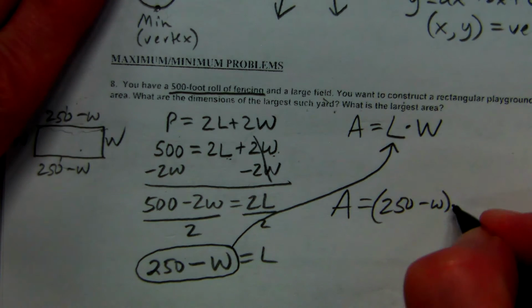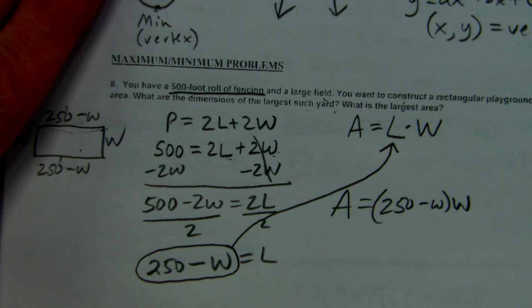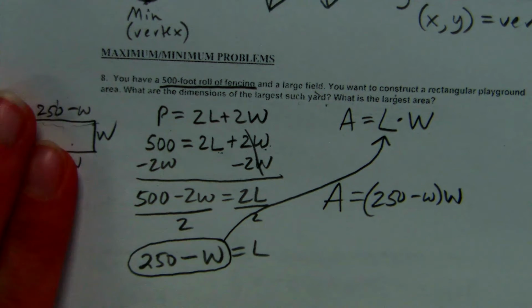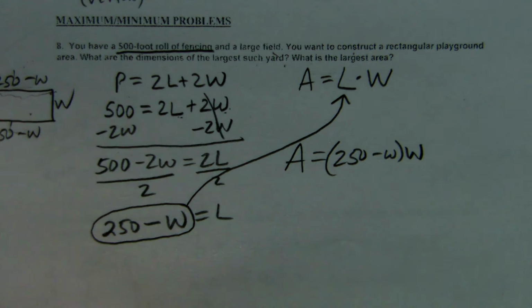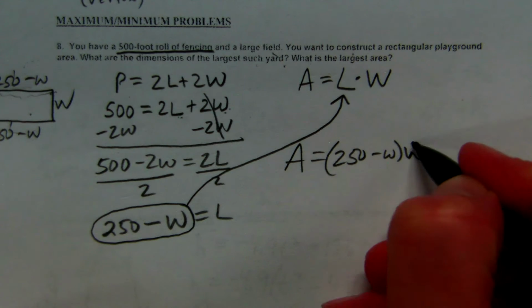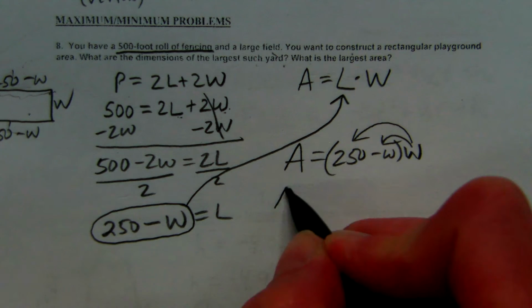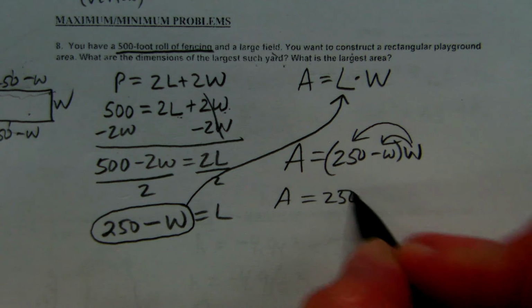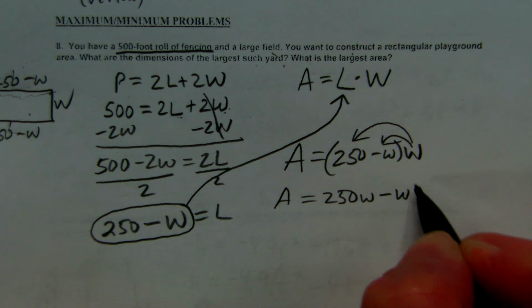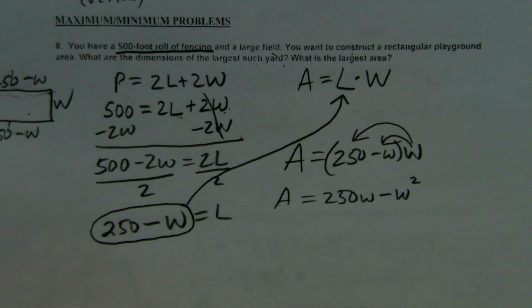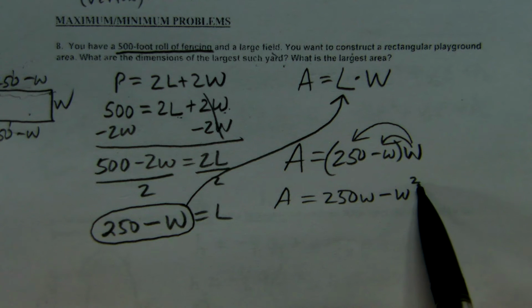And then we have another W over here. Okay, it still doesn't look very quadratic-y yet. So now we can find it. But now we can distribute, and we would get the area equals 250W minus W squared. That looks more like a quadratic because we have that squared in there.